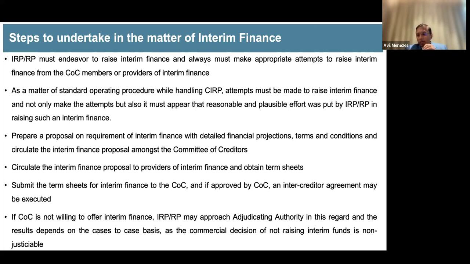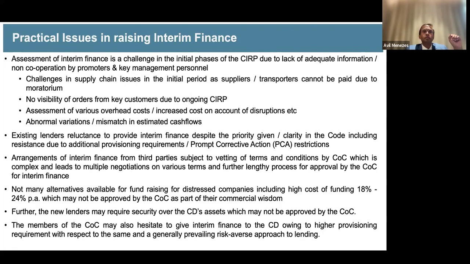Now, a question which most of the IPs ask me in most of the seminars is, can we force the COC to give interim finance? So the answer is no, you cannot force the COC by filing applications with the NCLT to give interim finance. So COC cannot be forced. You will only have to be at their mercy. A couple of judgments have said that the commercial wisdom of COC of not giving interim finance is also non-justiciable. That means you cannot challenge their commercial wisdom.